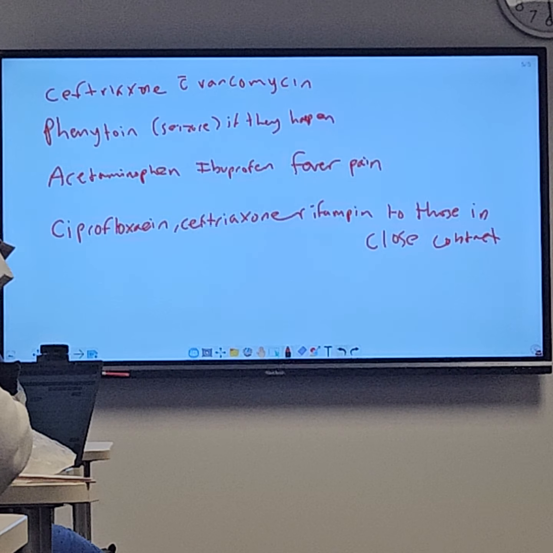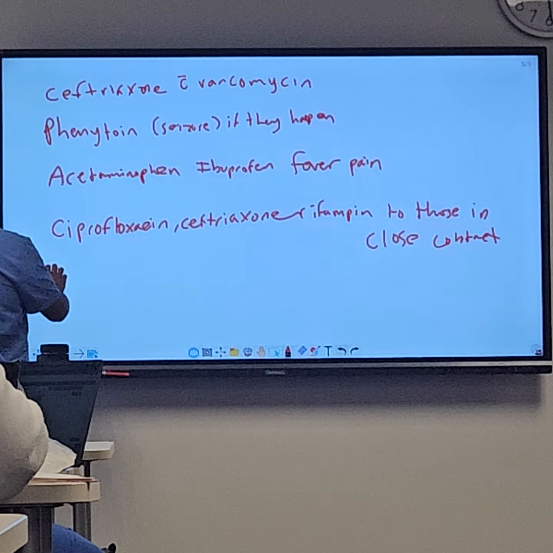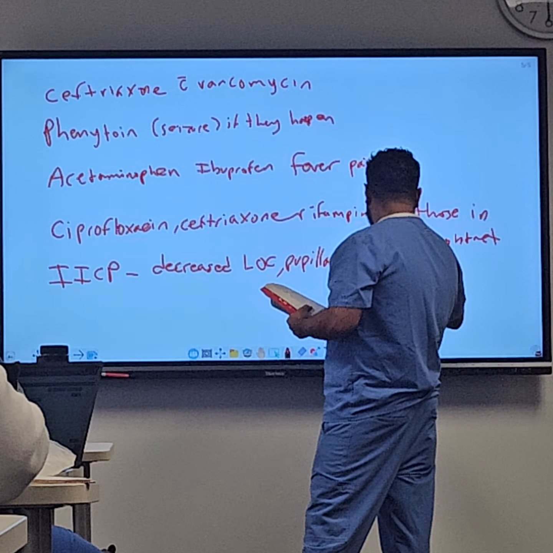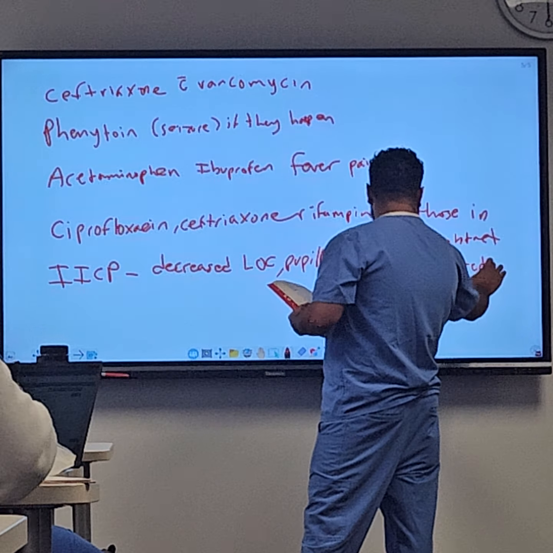Now, complications. You can develop increased intracranial pressure because of all the inflammation. And this can lead to, again, as we stated, brain herniation. So how do you know that they're developing ICP? What will you report? Decreased LOC, so they're less conscious, pupillary changes, and impaired eye movement.